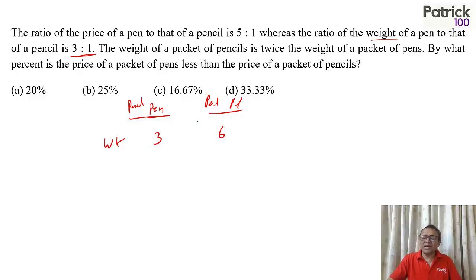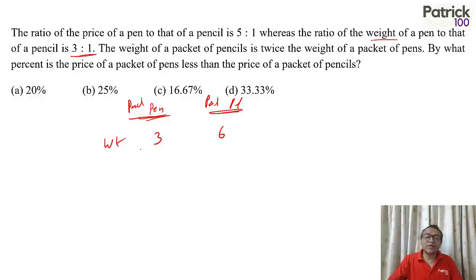Packet of pens, you can assume anything. I'm just taking 3 and 6. It should satisfy the constraint given to you, that's all. You can take 3x and 6x as well, I'm taking 3 and 6. I'm taking numbers because it becomes faster to calculate. So 3 and 6, if price of pen is 3, the price of pencil is 6, twice as such.